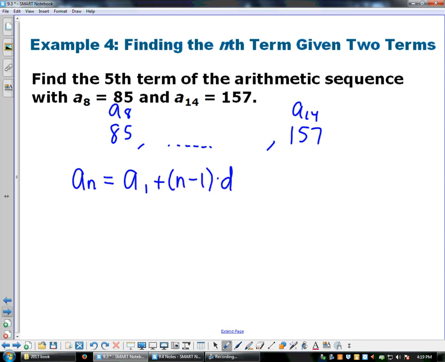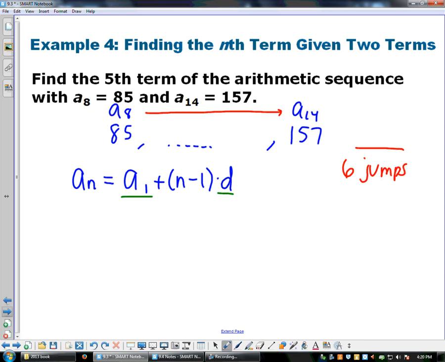So that's the formula we used in the past. However, I don't know what my first term is, so that's not really going to help me, and I don't have my difference yet, so using this pattern right away isn't really going to get me anywhere. Instead, to go from the 8th term to the 14th term, I must have made a total of 6 equal jumps, because from the 8th term to the 14th, that is a difference of 6. Okay, so I know that I did 6 equal jumps or steps.